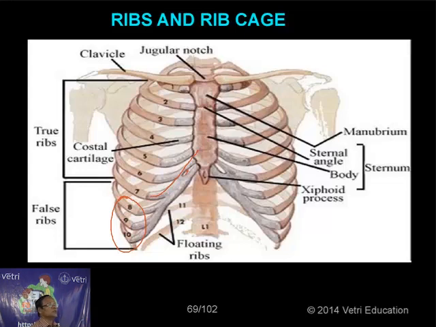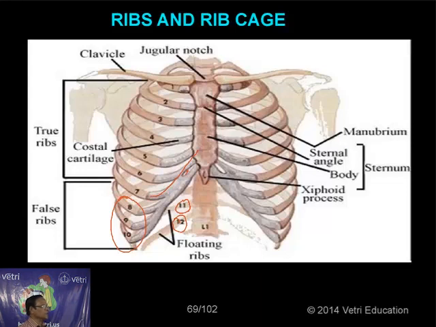And then the last 2 pairs of ribs, the 11th and 12th. These 2 ribs are not connected either to the previous ribs or to the sternum. They are connected only to the vertebral column dorsally, and they are called the floating ribs. So we have 7 pairs of true ribs, 3 pairs of false ribs, and 2 pairs of floating ribs.